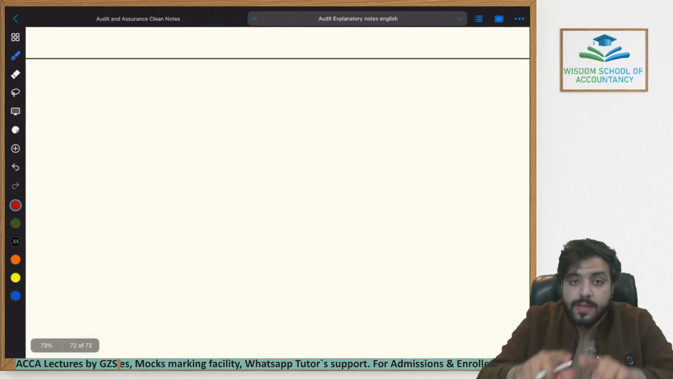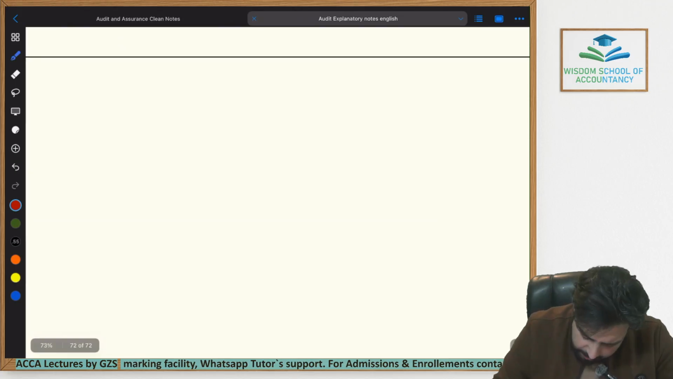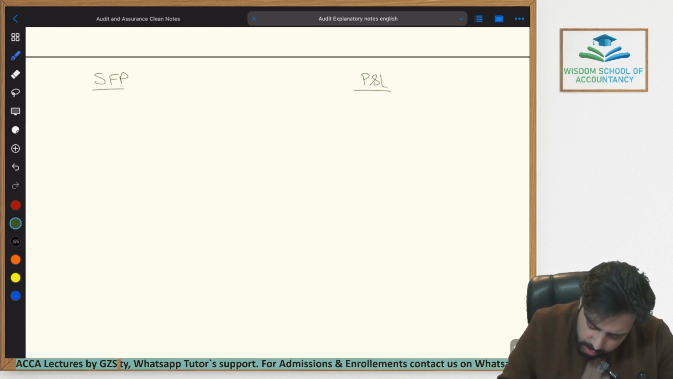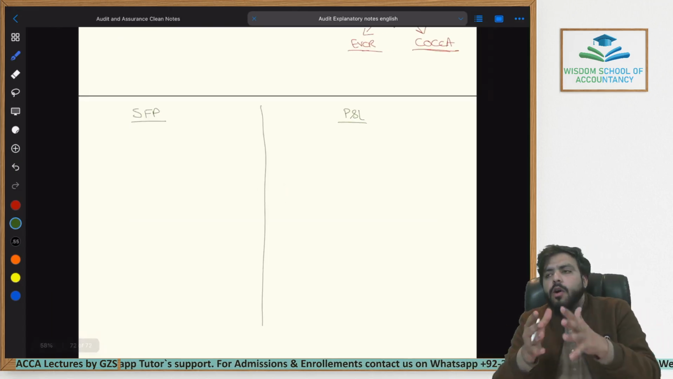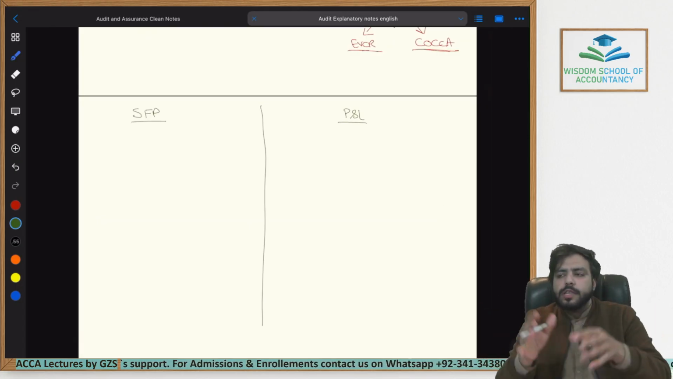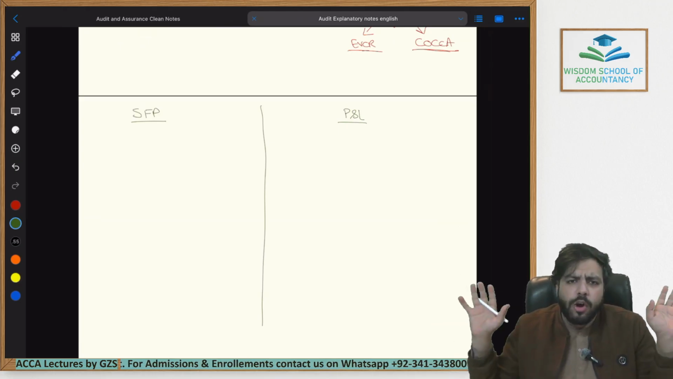Now let's come towards the main thing. There are two types of financial statements which are main for the auditor. Number one is the statement of financial position and number two is profit and loss. These are the two main financial statements which the auditor has to audit. Now, obviously, we also audit the statement of changes in equity, the statement of cash flows, and disclosure notes. All of those things are audited by the auditor.